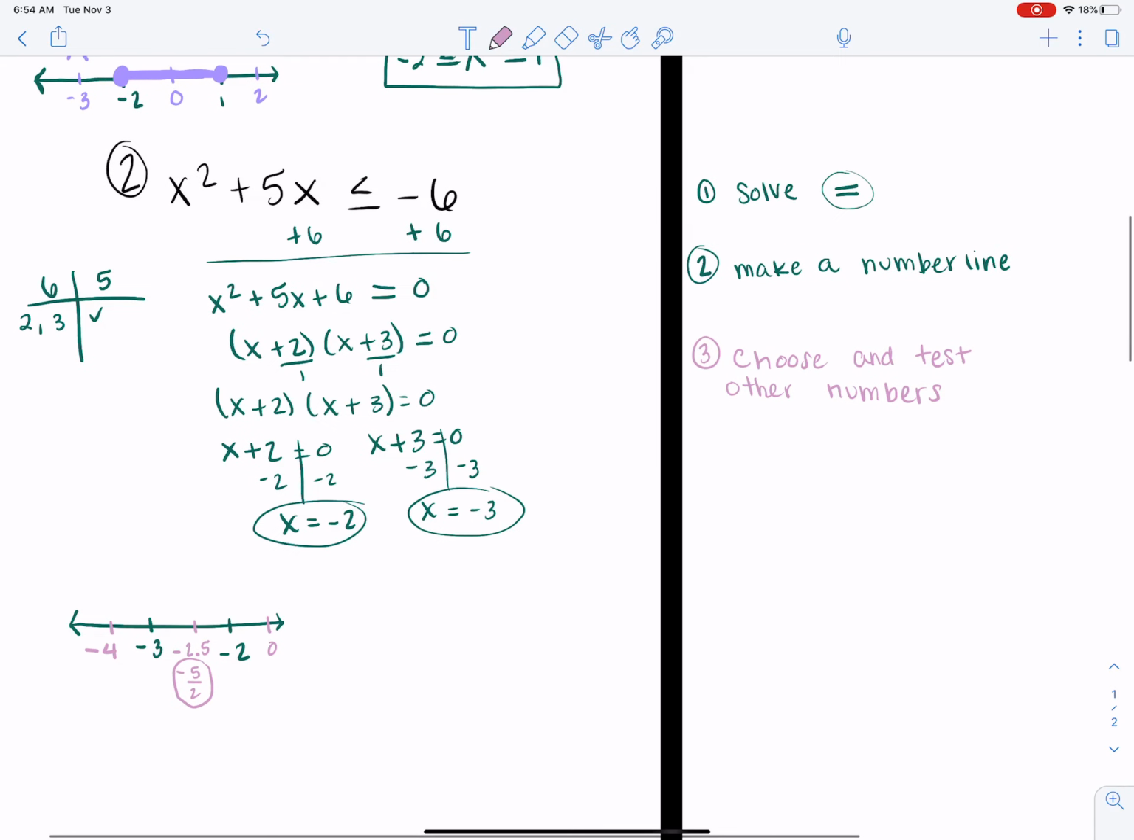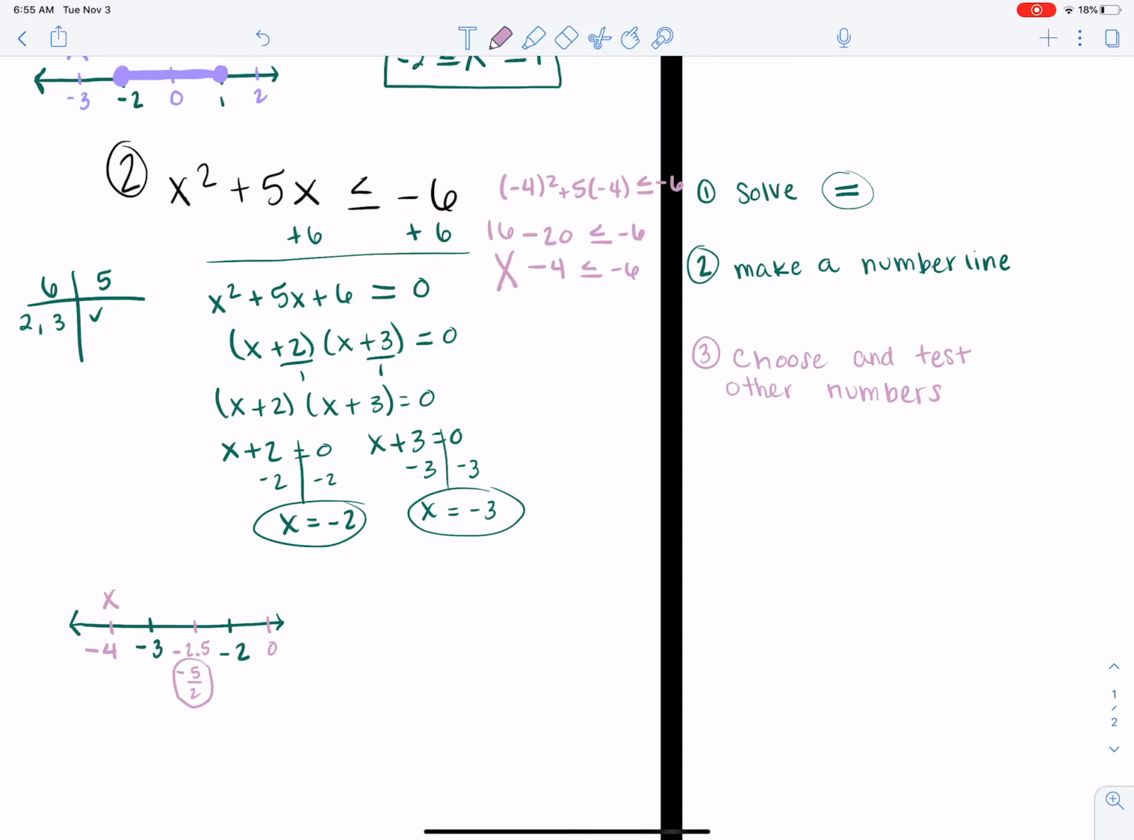So first, -4. So -4 squared plus 5 times -4. Is that less than or equal to -6? So -4 squared is positive 16. 5 times -4 is -20. Is that less than or equal to -6? Well, that's -4. -4 is not less than or equal to -6. It is greater than -6. So this doesn't seem to work.